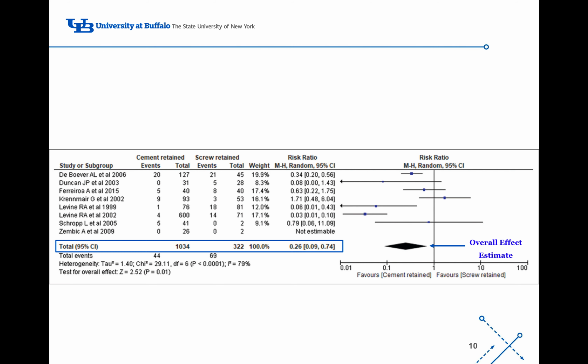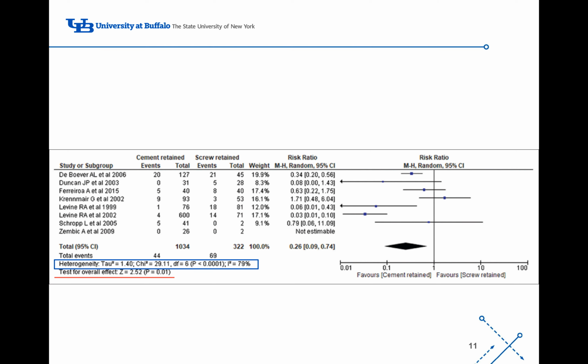A meta-analysis combines all the studies into a single, more accurate measurement called the overall effect estimate. In a forest plot, the overall effect estimate is generally displayed as a diamond. The upper and lower peaks correlate to the point estimate of data, which is 0.26 in our case. The left and right edges show the 95% confidence interval, or a range of 0.09 to 0.74.